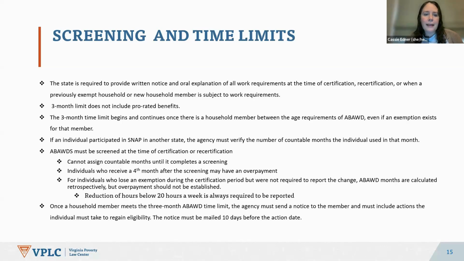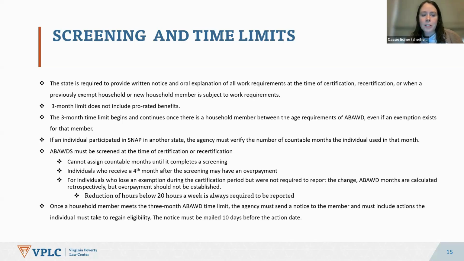The 3-month time limit begins and continues once there is a household member between that age requirement of ABAWD, even if an exemption exists for that member. So what that means practically is it's not a certain date. There are different ways that states can count that on a rolling basis, and it's dependent on, in Virginia, when the person met that age requirement, and it's going to be different for each person to determine when that 3 months started.